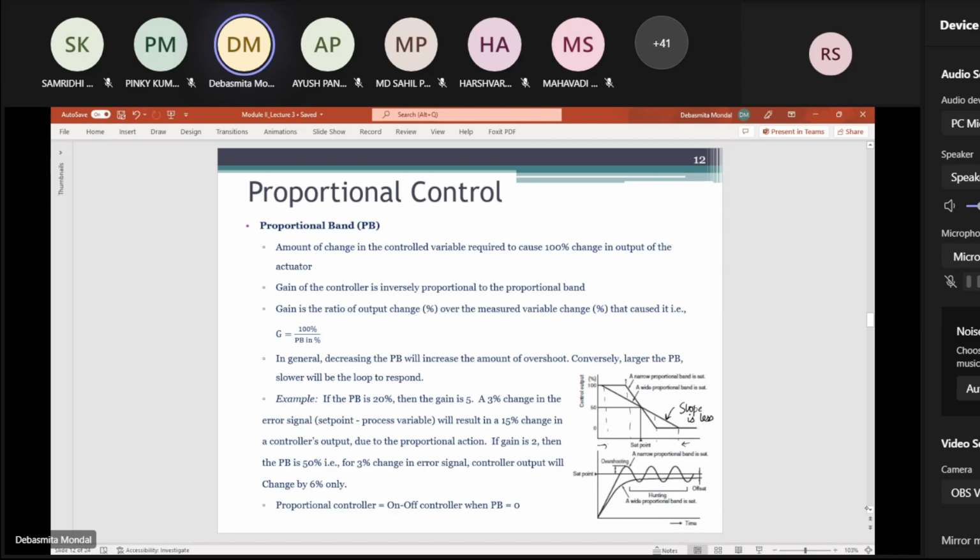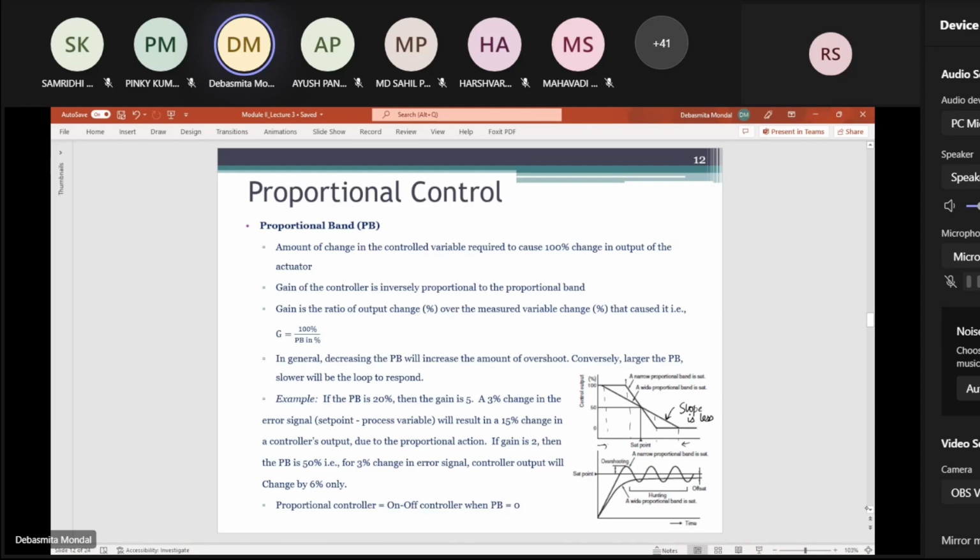Okay, so for example, if you have a proportional band of 20%, here gain is given by 100% divided by the value of the proportional band in percentage. So the gain will be 5. If you have a 3% change in your error signal, where the error signal is the difference between the set point and the process variable, that will result in a 15% change in the controller output because of this proportional action.